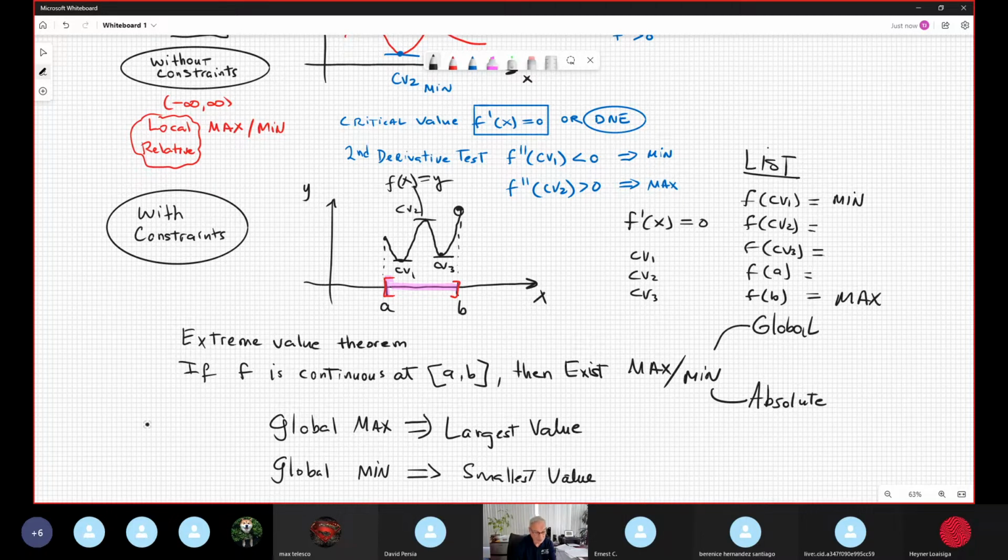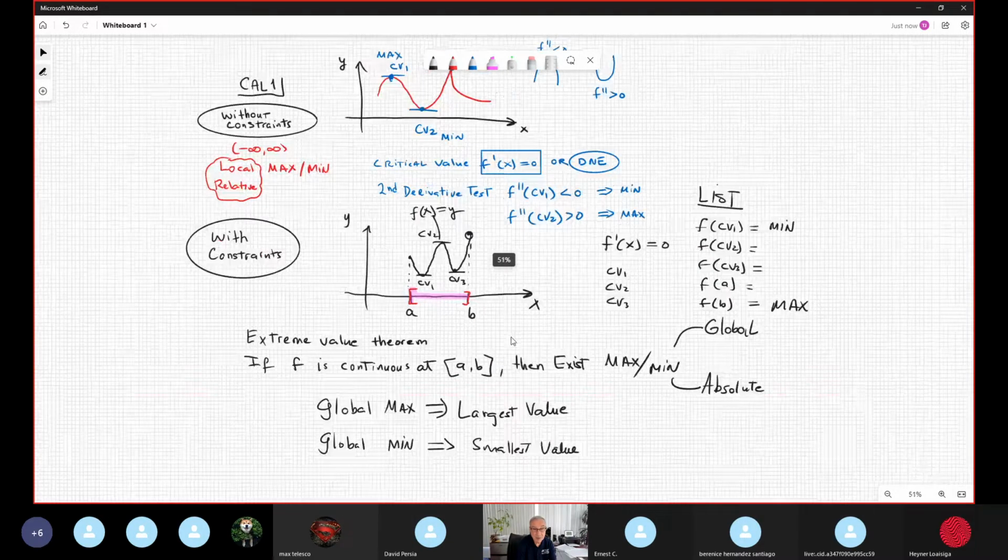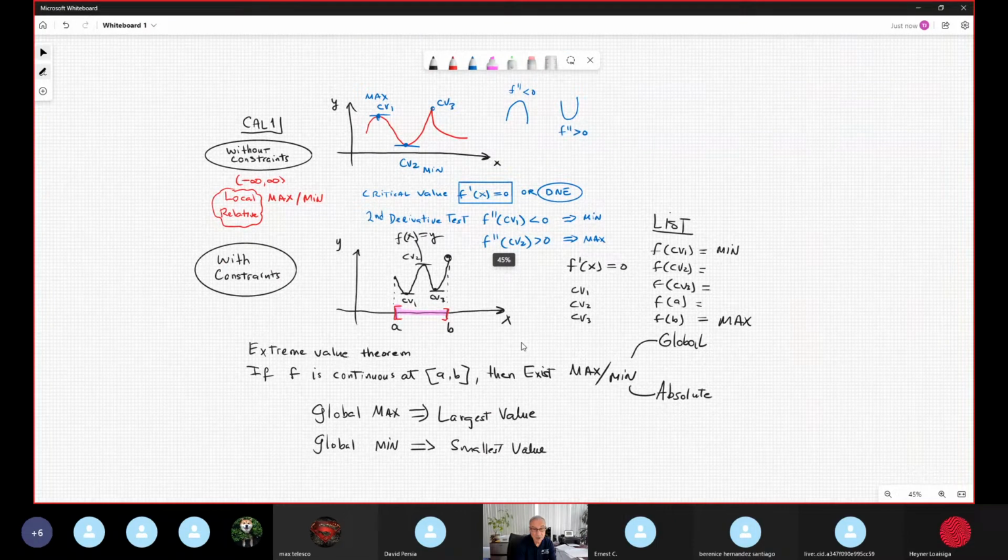Do you understand very well this idea of the two cases, optimization problems without constraints and with constraints? Do you remember or not? Sorry, I don't want to apply the second derivative test when we have a constraint. It makes no sense. Okay, let's move on to multivariable calculus, Calculus 3.